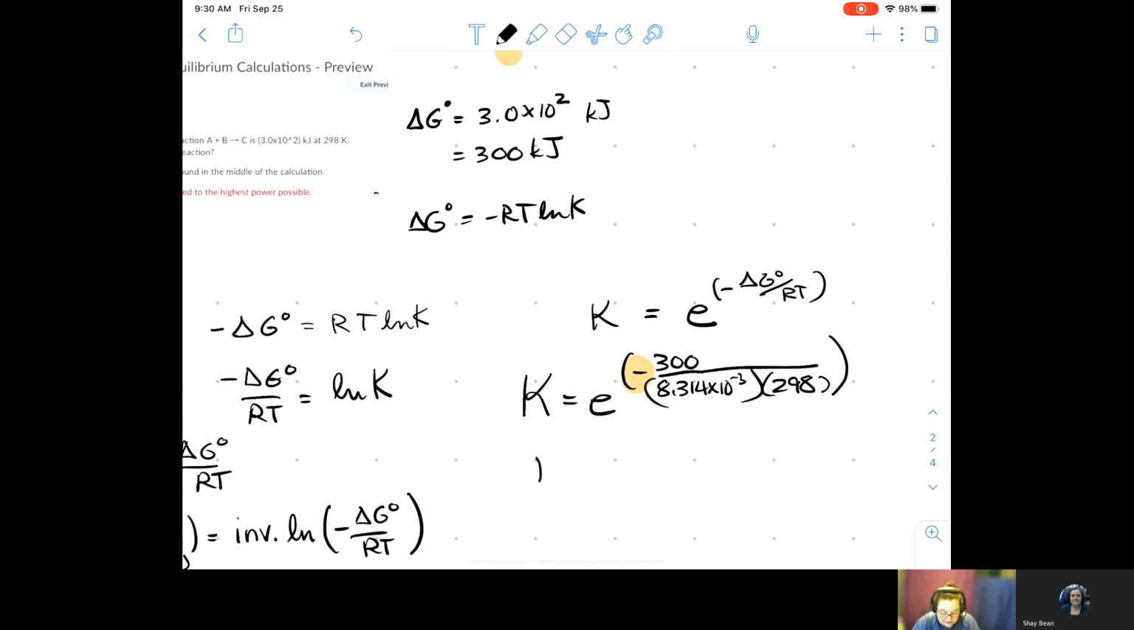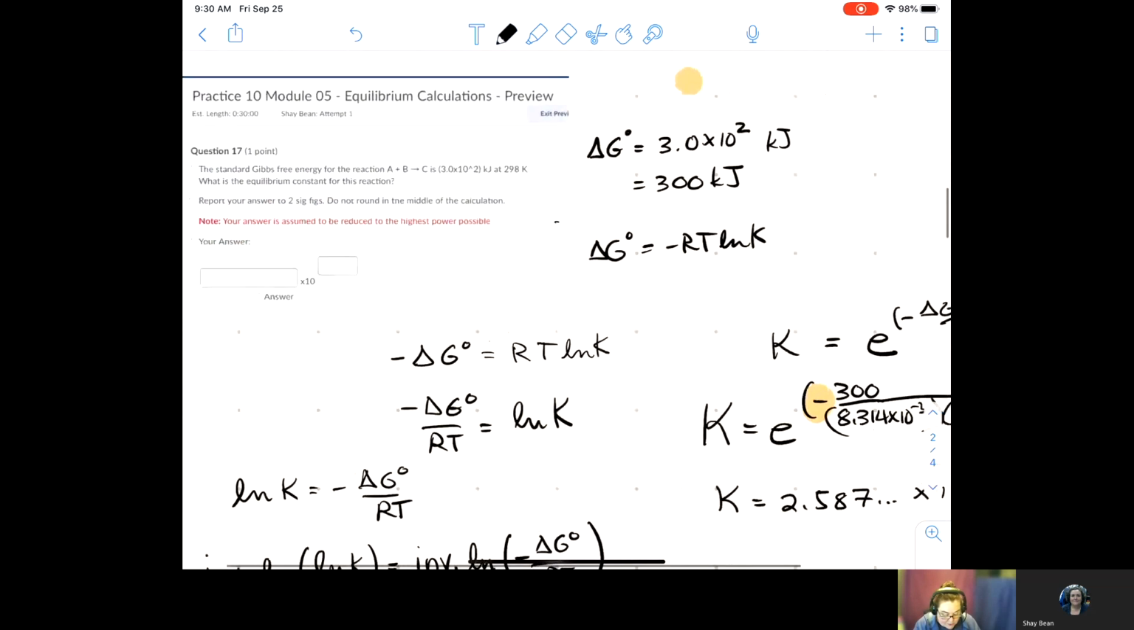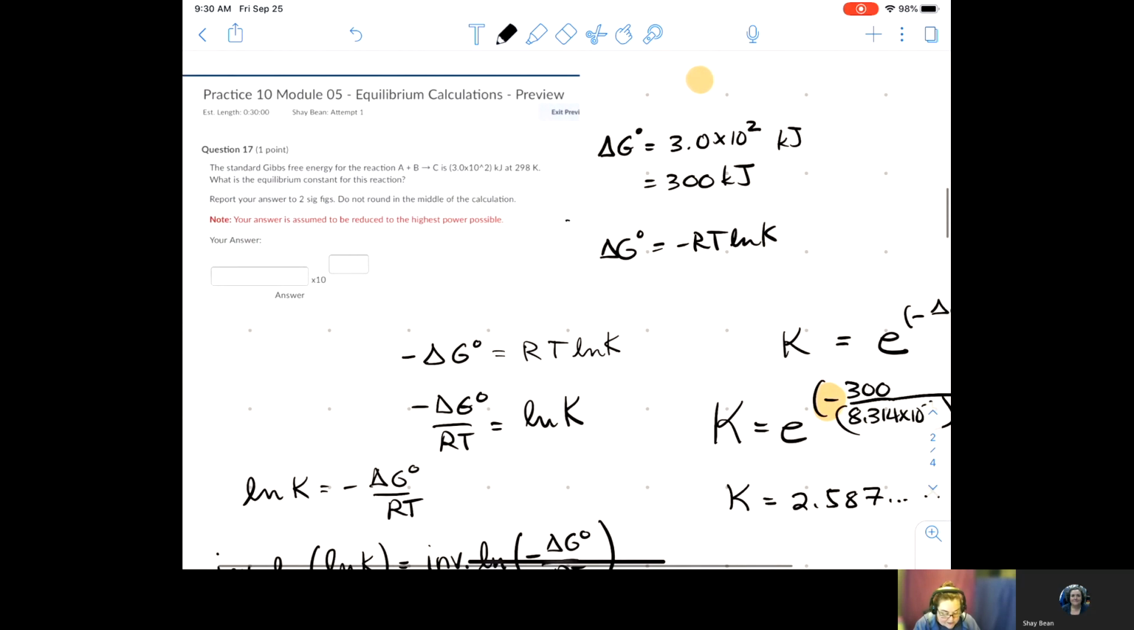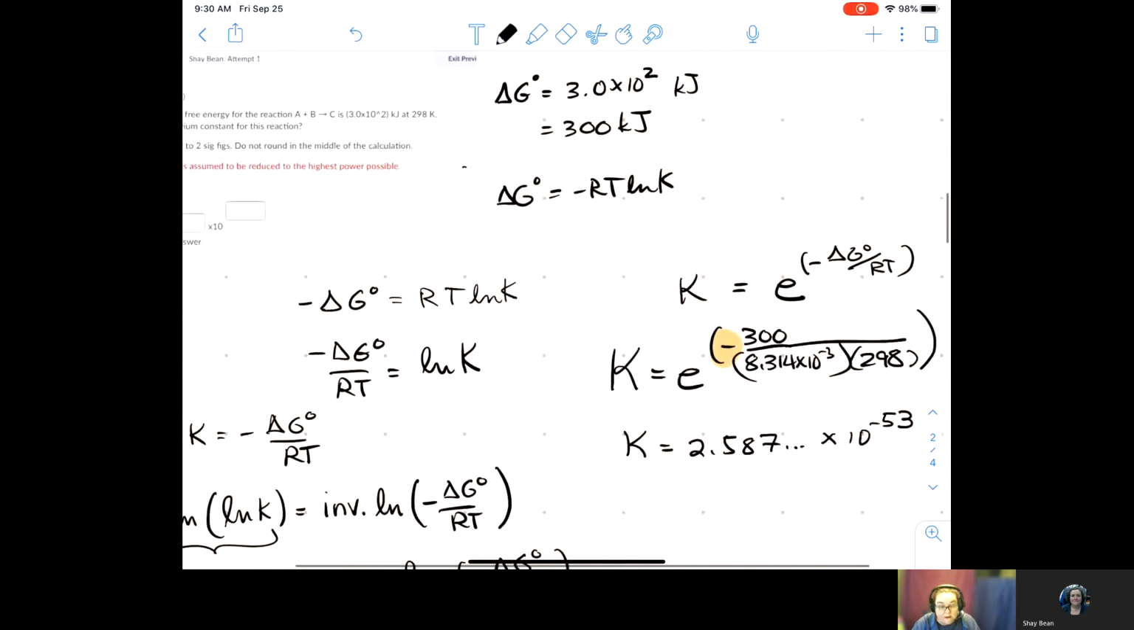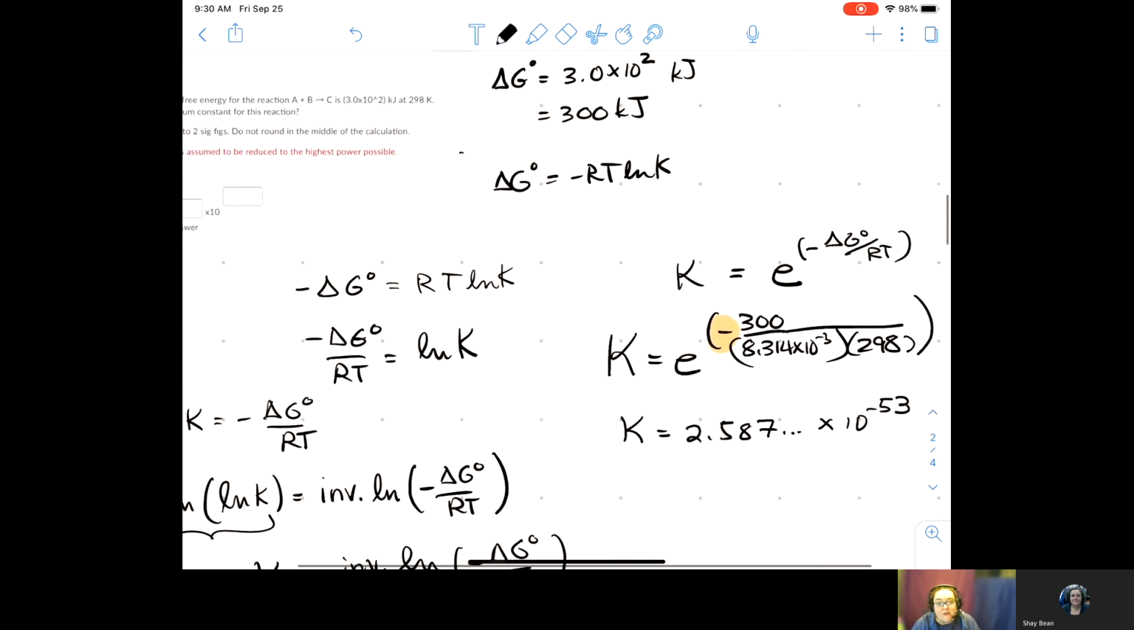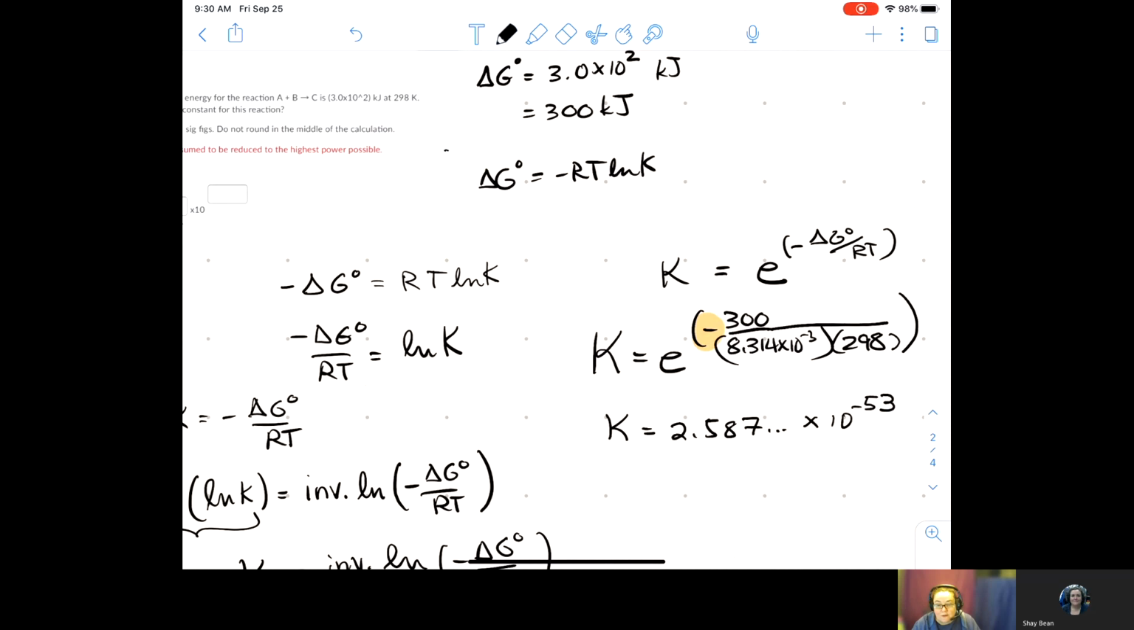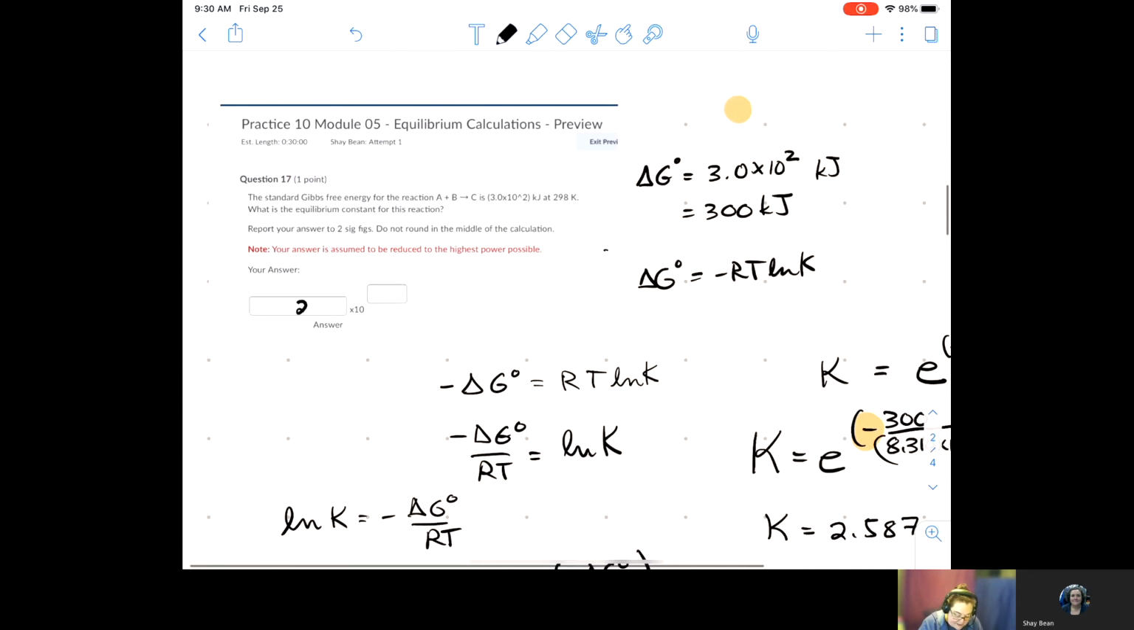Oops. And I get that K is equal to 2.587... times 10 to the minus 53. My instructions are to round to two significant figures. Again, that's just so that it does not take points off. The sig fig rules for natural logarithms are a little tricky. We're going to talk about them a little bit more in the next couple of modules. For now, just pay attention to what it tells you to round. So that's 2.6 times 10 to the minus 53, and I'll be typing that in and checking that answer.